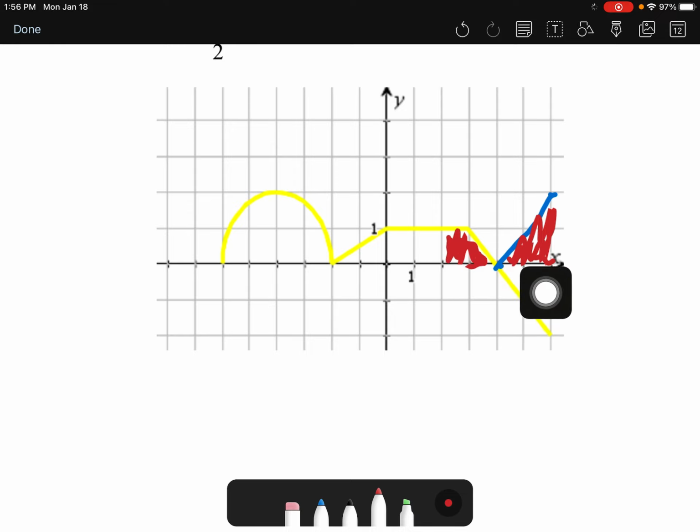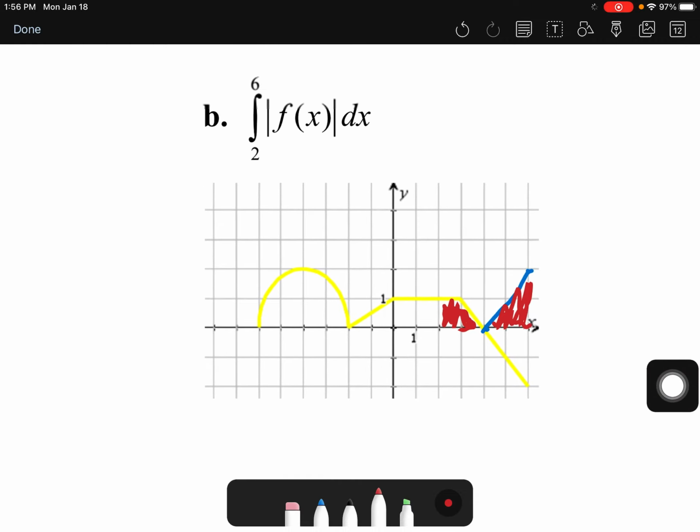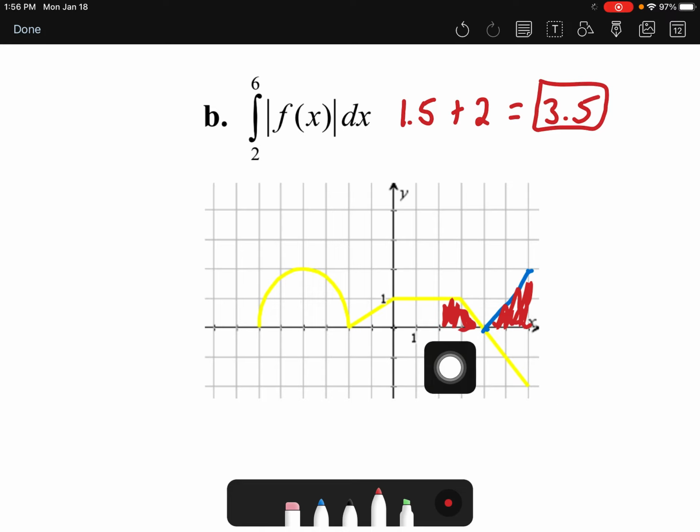And then what else do I have? I've got a 2 base and a 2 height, so 1/2 times 2 times 2 would be another 2. So I've got 1.5 here plus another 2. So I've got 1.5 plus 2 for my area, which would be 3.5 for the value.